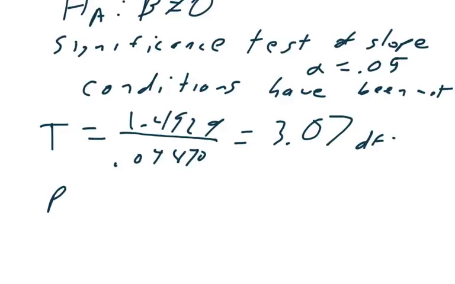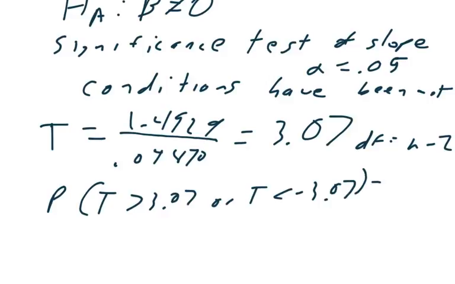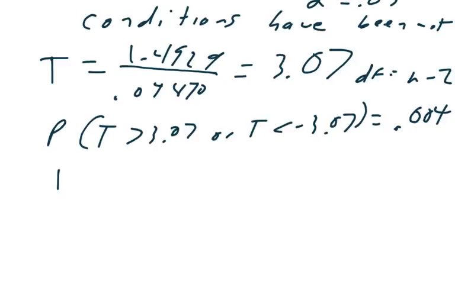How many degrees of freedom? We're not given. I don't want to take a guess, but they should have told us, but we don't have it. An n minus 2 would have been it. So what's the probability that t is bigger than 3.07 or t is less than negative 3.07? Well, based on the table, that gives us an answer of 0.004. So I'm just using the table and not using my calculator. So that is less than 0.05, I reject the null hypothesis.